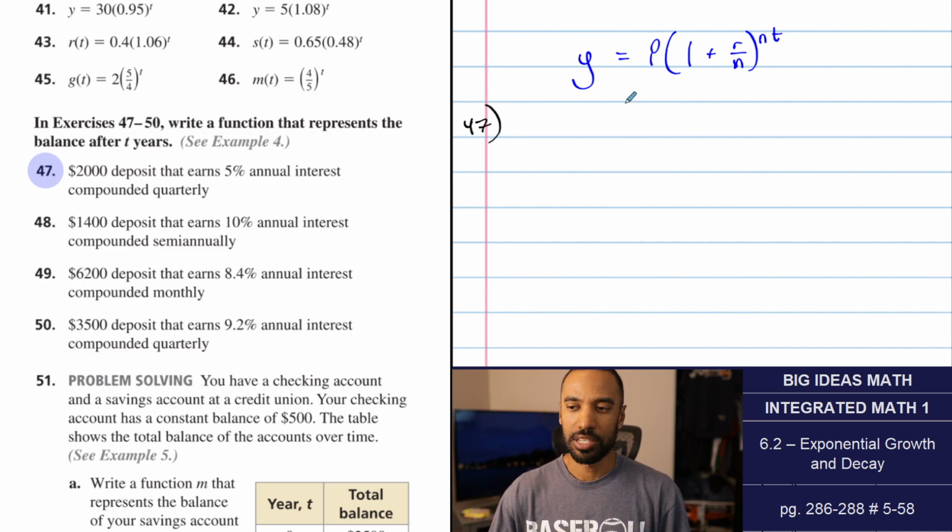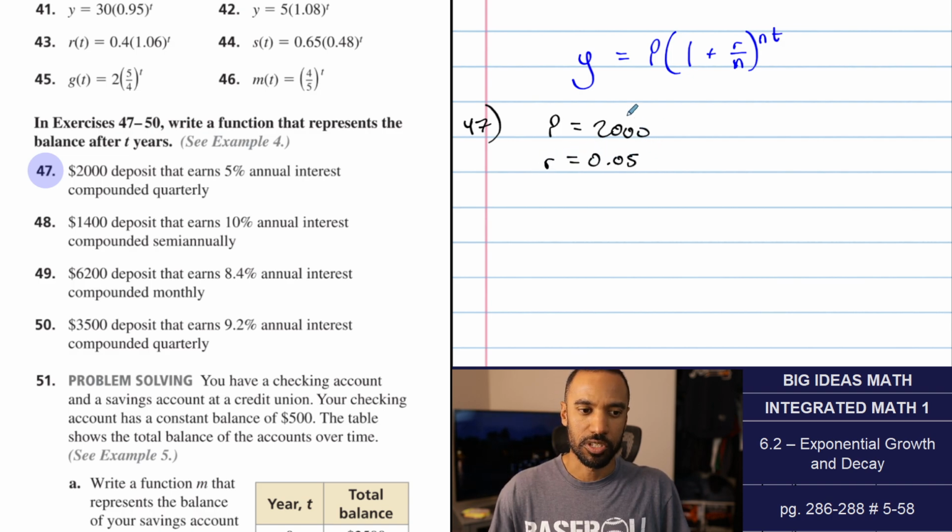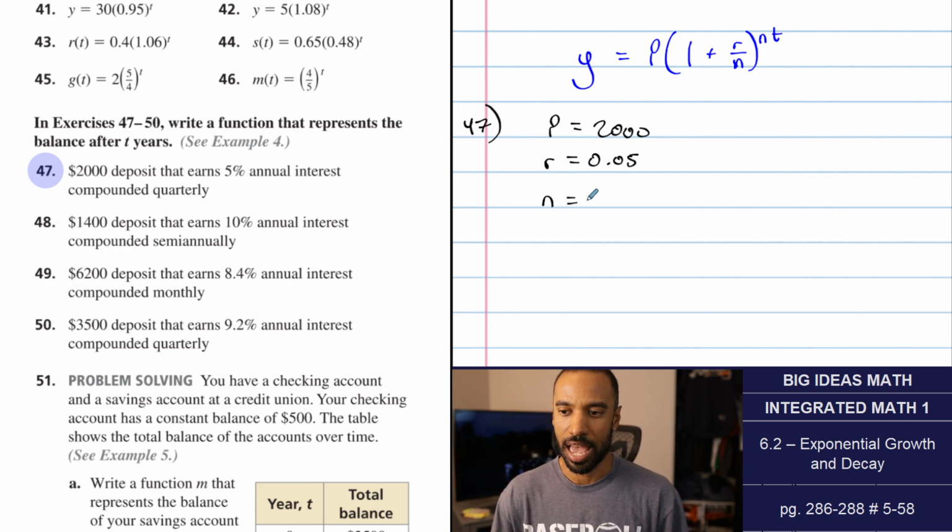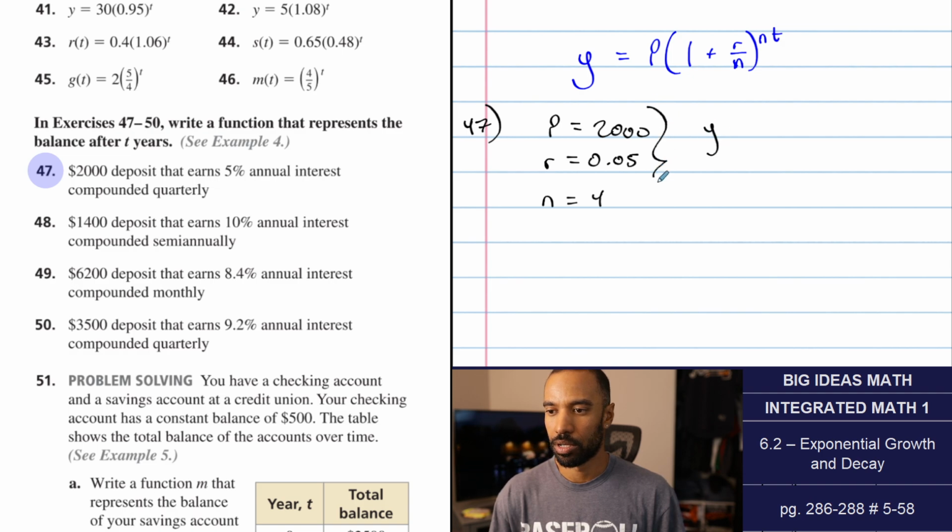All right, so 47. We have a $2,000 deposit. That's our principal amount. 5% annual interest is R, 0.05 as a decimal. It says compounded quarterly. That's an N value of 4. So initially, we're going to write out y equals 2,000 times 1 plus 0.05 over 4 raised to the 4t power.